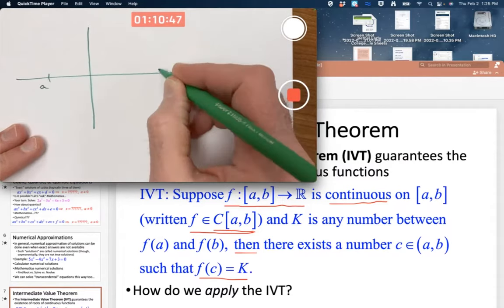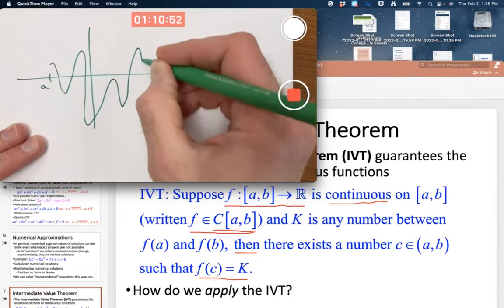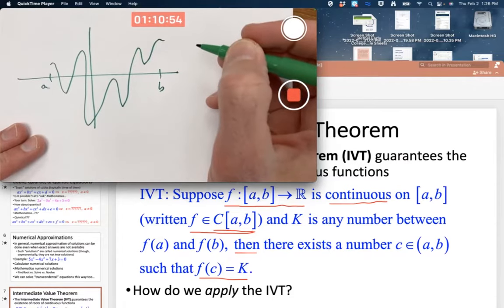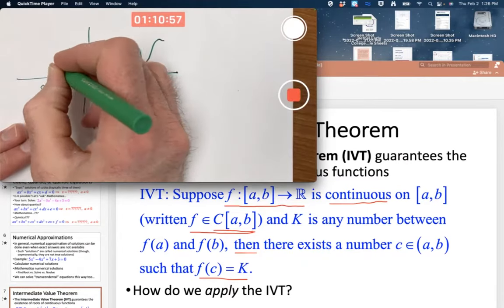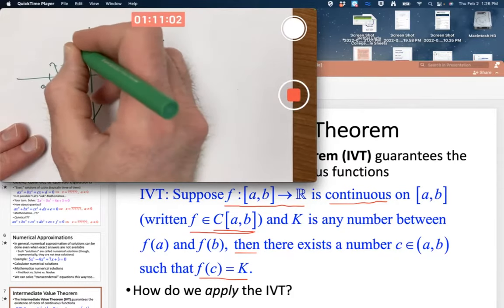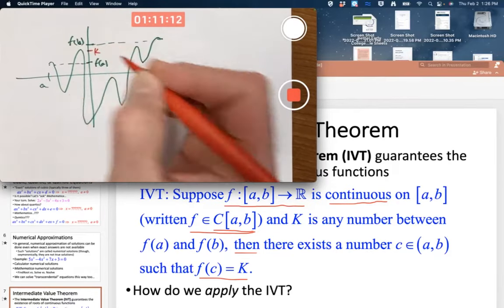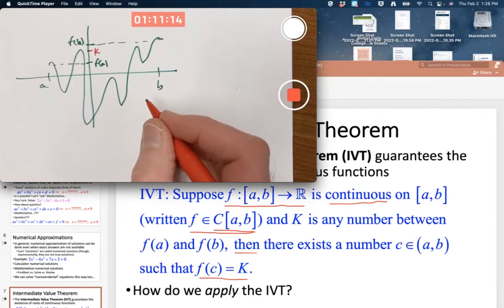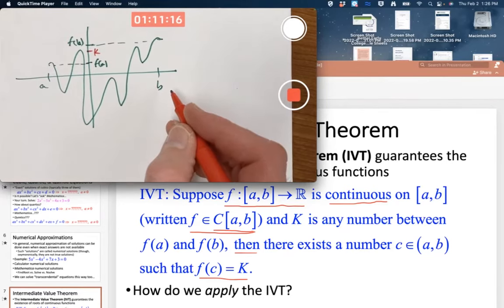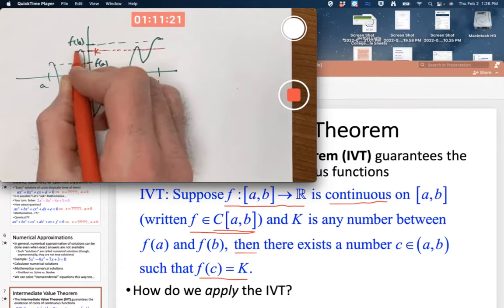Maybe A is here and B is there. This function could be really wild, but it's going to be continuous. You can draw it without picking up your writing utensil. f of A is this number right there. f of B is this number right here. If K is any number between f of A and f of B, maybe right here, the theorem says there's a number C between A and B so that f of C equals K. In this case, with this picture, there's more than one such C.